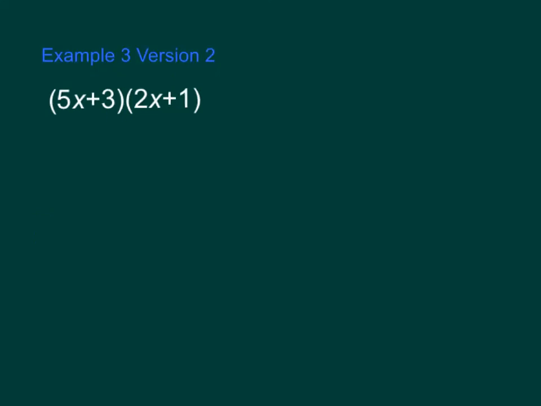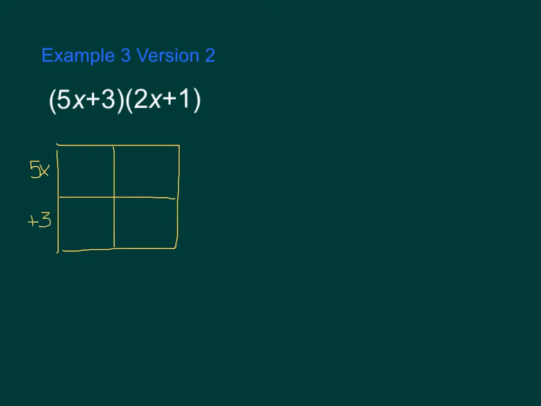Okay, now this is going to be the same problem, but there's another way you can go ahead and do the distributing property. You're still going to be distributing 5x, but because there are two terms in this first set of parentheses and two terms in the next set of parentheses, if you draw yourself a box, and on this side we've got 5x and then plus 3, and then up here I'm going to put my other terms from my parentheses, so 2x and then plus 1.